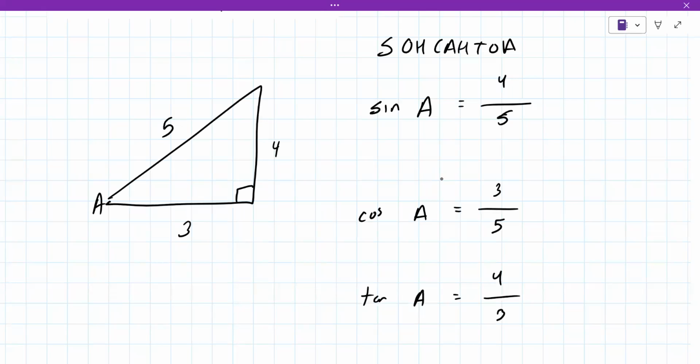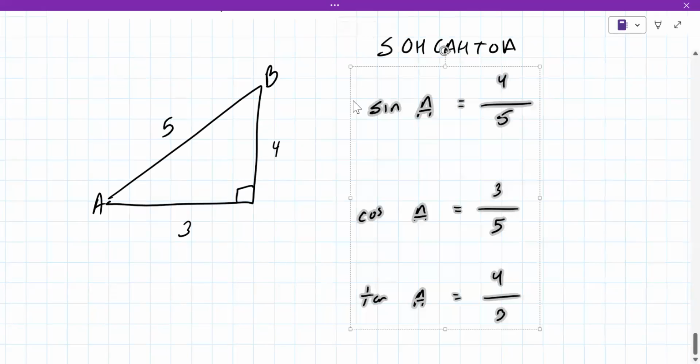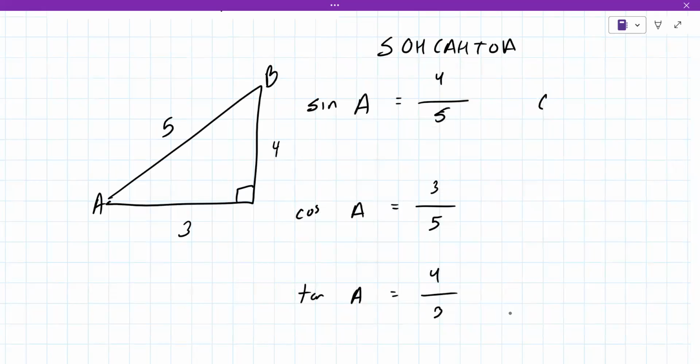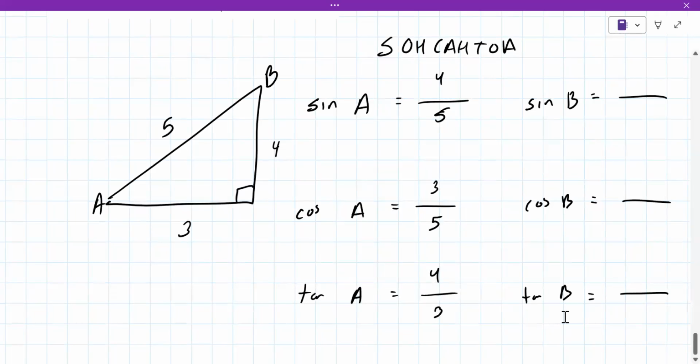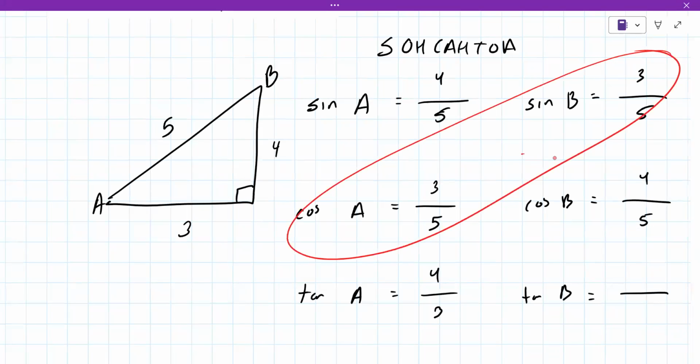Now let's say I added B there. I'm just going to move these over a tiny bit. Sorry, that's not what I meant to do. Sine B, cosine B, and tangent B. Sine B would be 4/5 again. Oh, wait, no, 3/5. Yes, you're repositioning, you're adjusting, opposite is now there. Good. How about cosine B? 4/5.